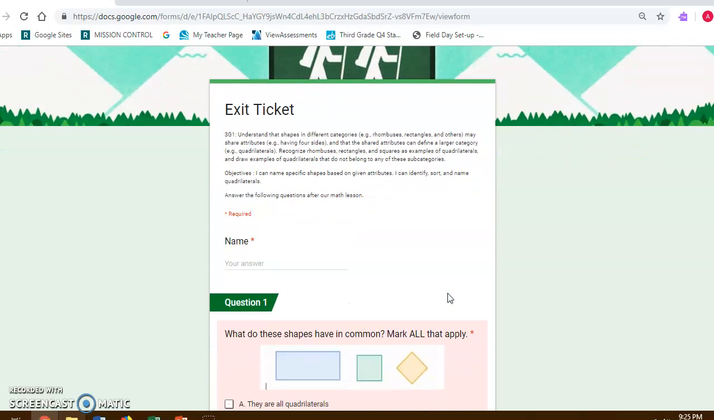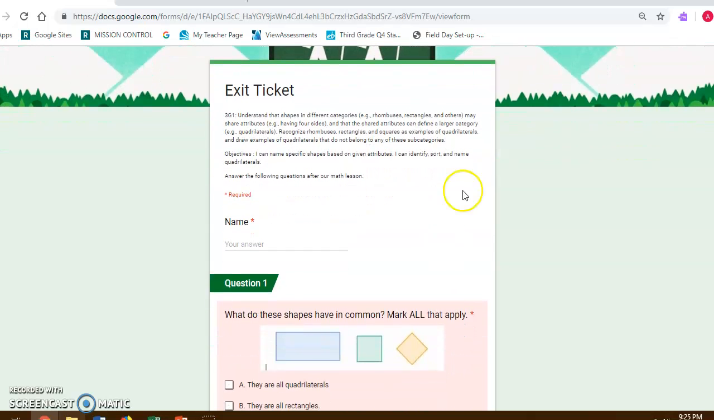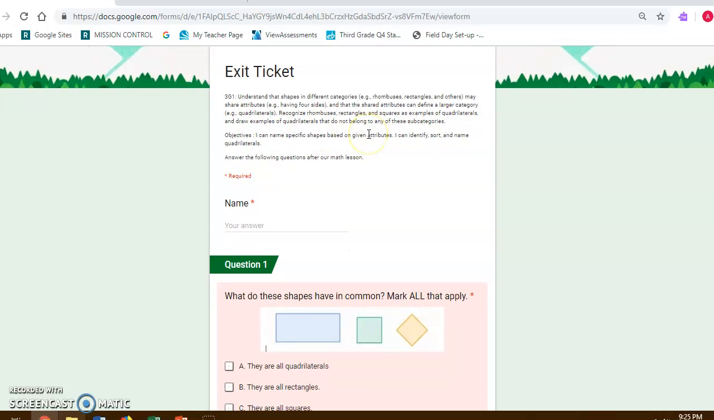So for this exit ticket, I'm able to assess most of the standard. However, this Google form doesn't allow me to draw examples of quadrilaterals that do not belong to any of these subcategories, which I would have to do in a different lesson.